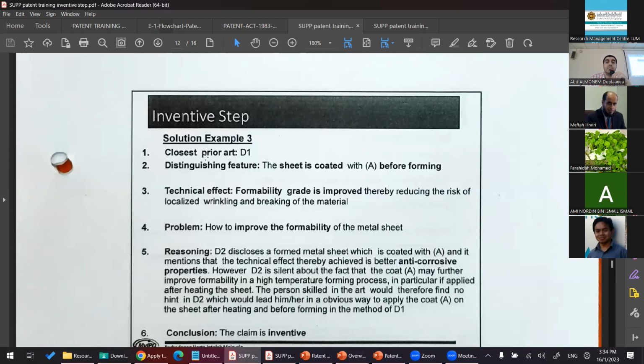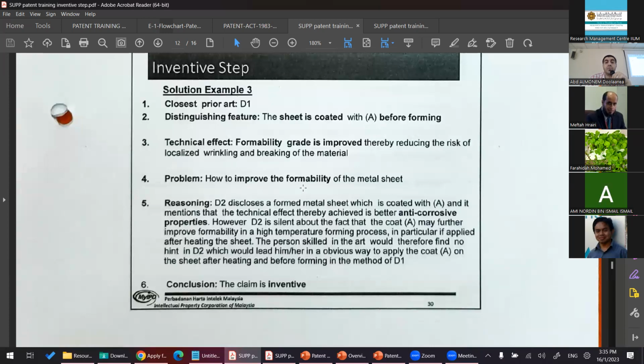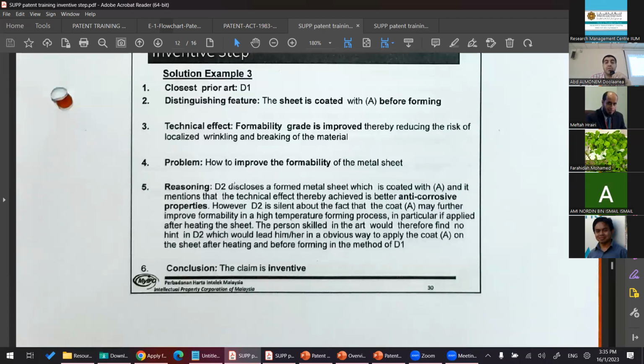So same, we follow the same steps. The closest prior art is 1 because it has the most features. Distinguishing feature: the sheet is coated with A before forming. Technical effect: formability grade is improved, thereby reducing the risk of wrinkle and breaking. How to improve formability? Document 2 discloses the formed sheet is coated, but the problem solved there is corrosion. But we are solving the problem of forming the sheet.